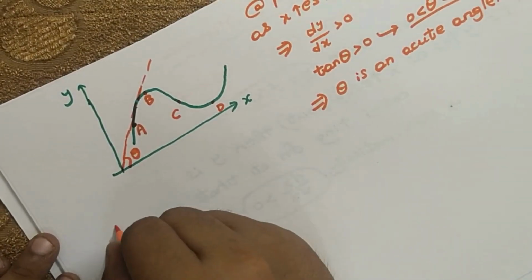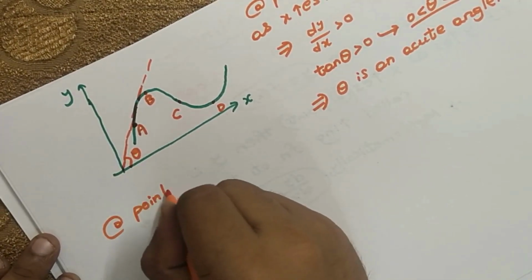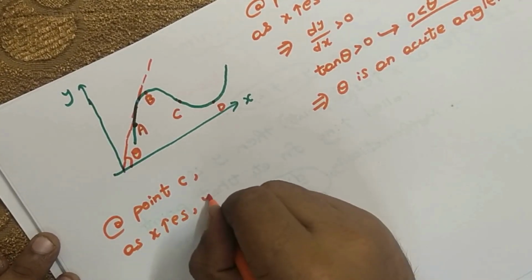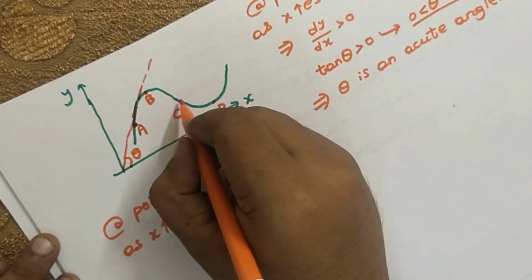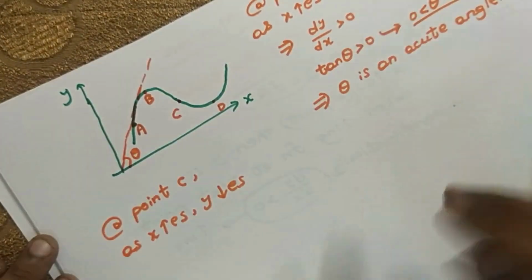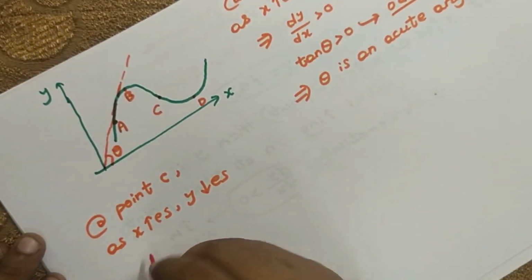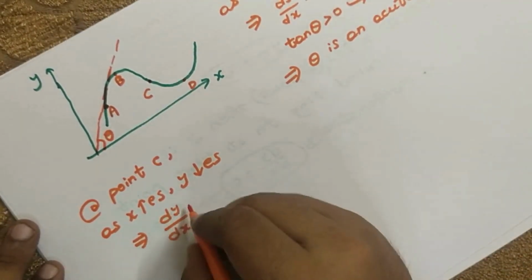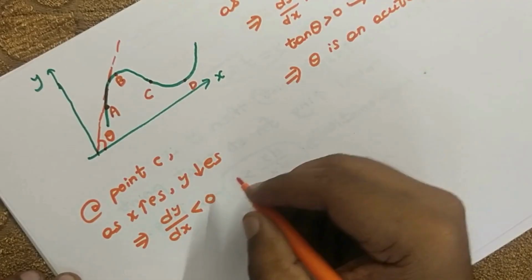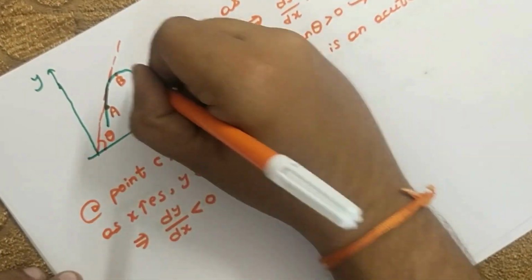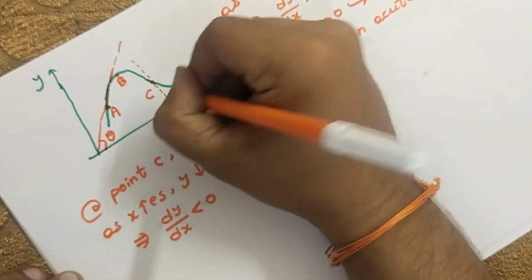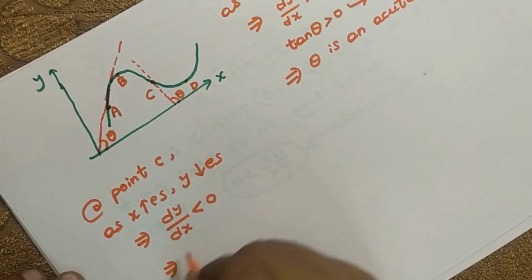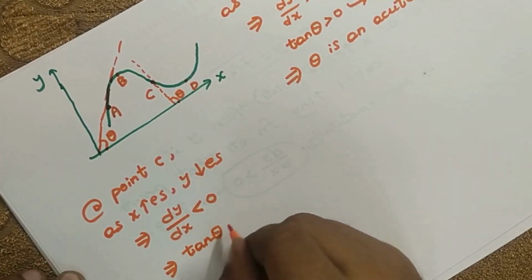At point C, as x increases, our y is decreasing, right? So as x is increasing at point C, y is decreasing, which implies our dy by dx, the change in y with respect to the change in x, is less than 0 now. Let's take one angle theta at point C. Then dy by dx means tan theta is less than 0.